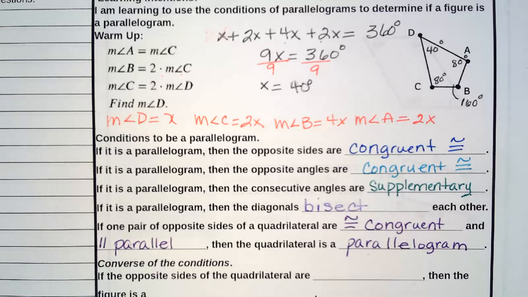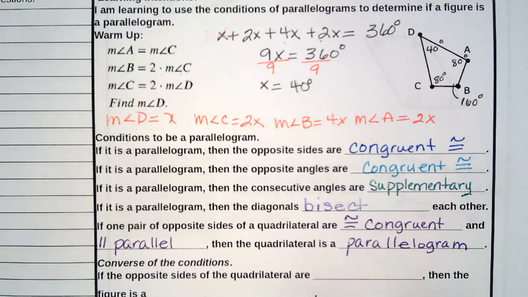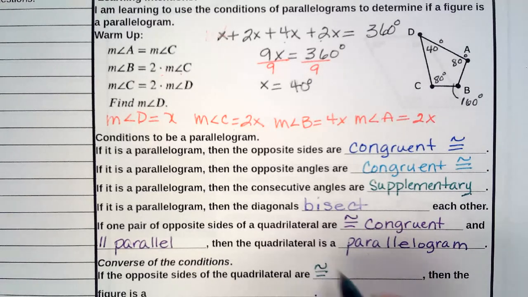Okay, converse of the conditions that we just went through. We're switching it around. So if opposite sides have to be congruent, then you have a parallelogram. If opposite sides of a quadrilateral are congruent, then the figure is a parallelogram.